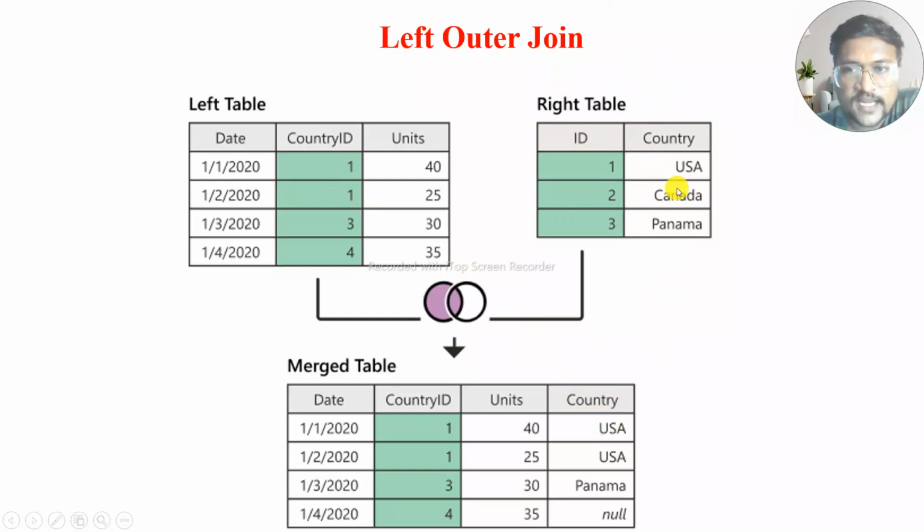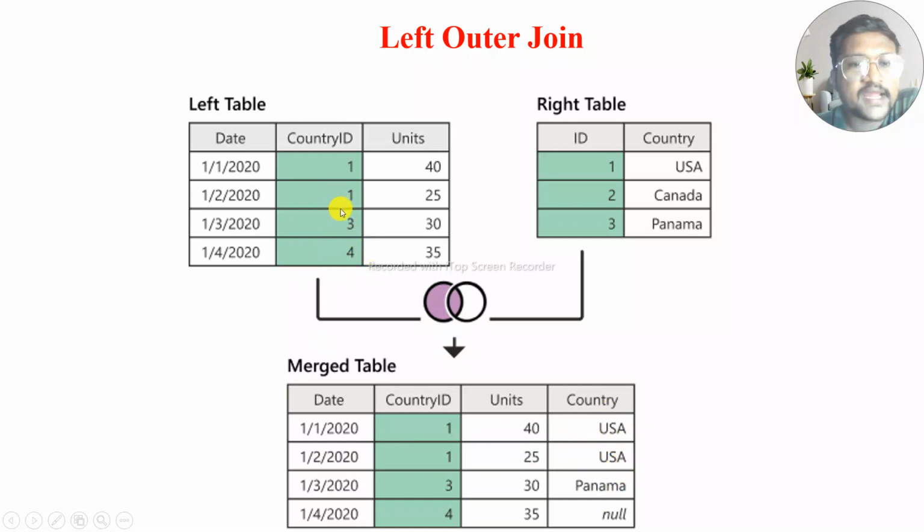So how is the right table connected? Both tables, the left table and the right table, are connected by the common column, that is country ID and ID for the right table. So this ID represents country ID only. Let's see one by one. For the first data, country ID 1, it will search for ID 1. Yes, ID 1 is present, and ID 1 country is USA. So it will return USA. Similarly for ID 1, again USA is there, so USA will be printed here.